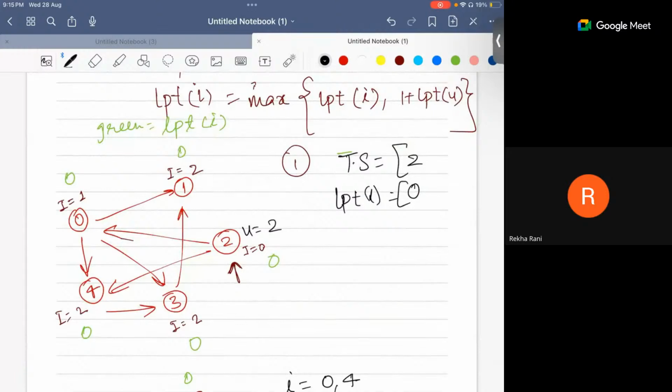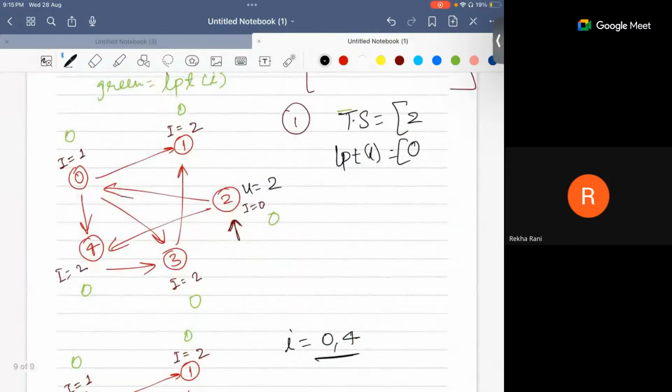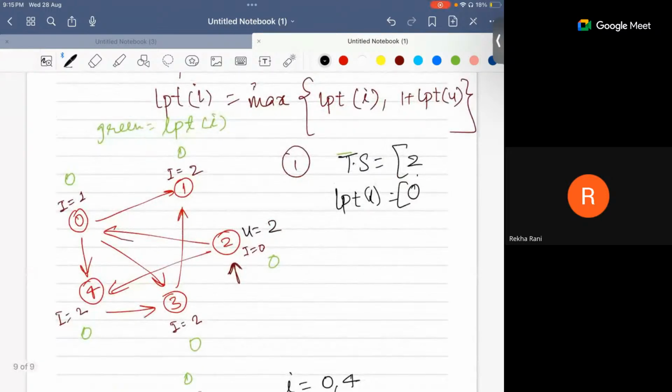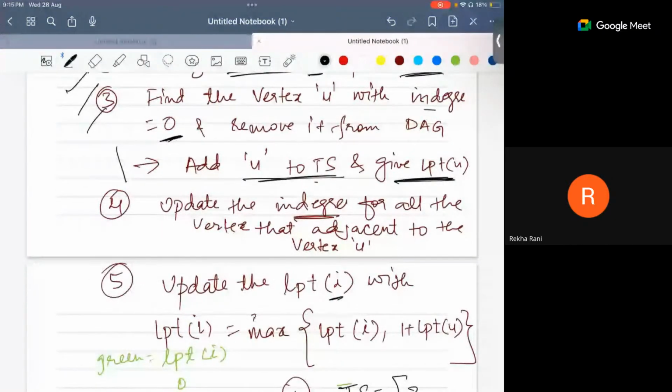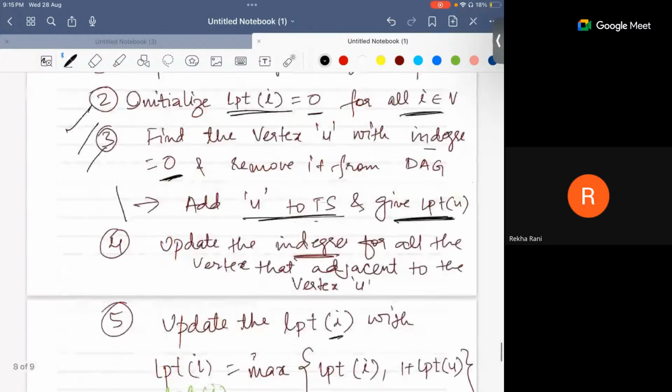The third step is to find the vertex u which has the in degree 0. We found that u is 2 for our case. The vertex 2 is our u for the third step, and then we have removed it from our graph, and then we have added u to the topological sorting. So we have added 2 to the topological sorting, and then we have given the length also. The longest path to that u is 0, because if you are starting from 2 and you have to go to 2, we have given the value as 0.